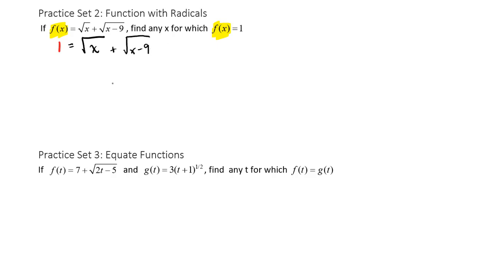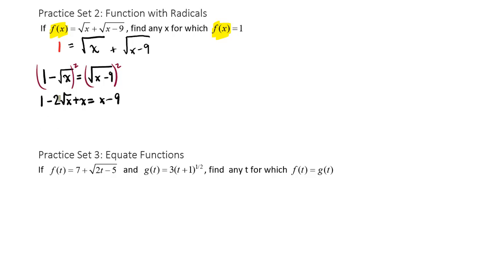Now I need to solve for x. So I'm going to isolate one of my radicals, and it doesn't matter which one. So I'm going to leave the root x minus 9 on one side and subtract the root x. Now I'm going to square both sides to undo the radical. On the left, I will get 1 minus 2 root x plus x equals x minus 9.